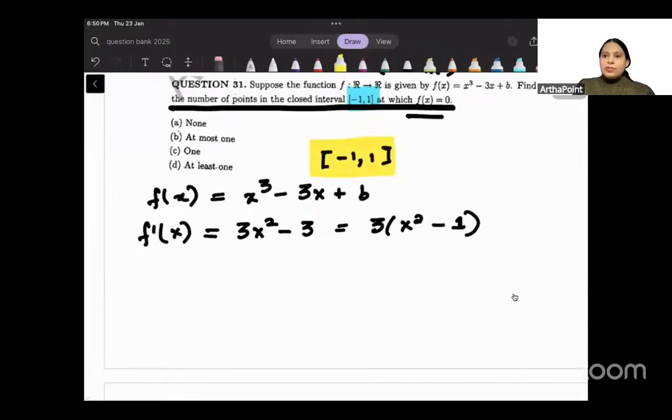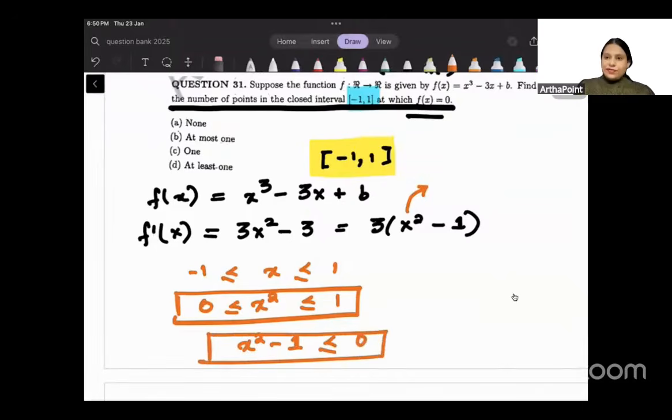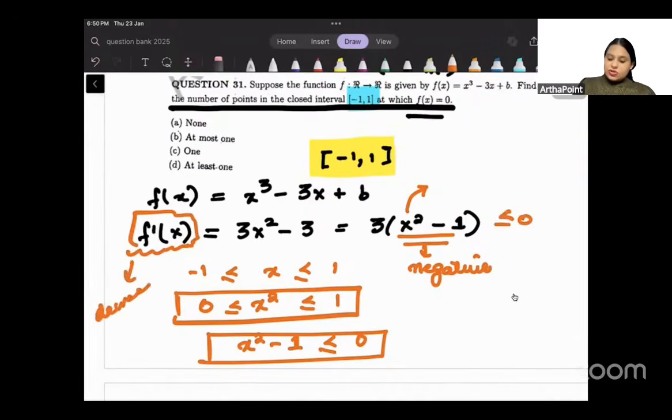If x belongs between -1 to 1, including these values, then if I square this, x square will belong between 0 to 1. And in that case, x square minus 1 will be less than or equal to 0. It will be negative, right? So this value will be negative, which means f dash x will be less than or equal to 0. It means that it will be a decreasing function.